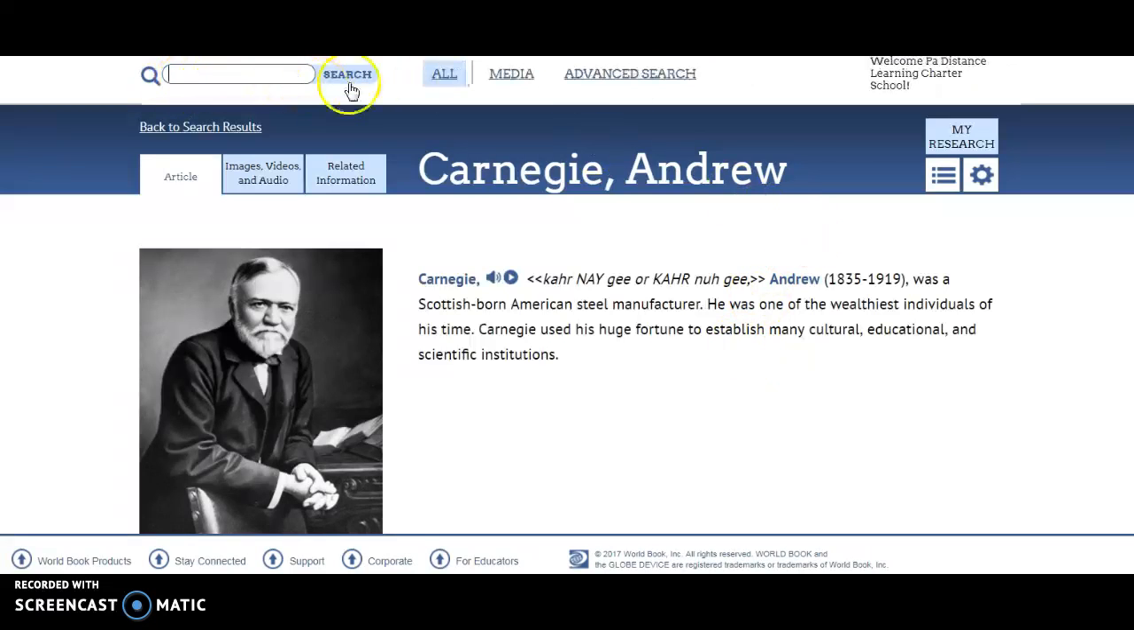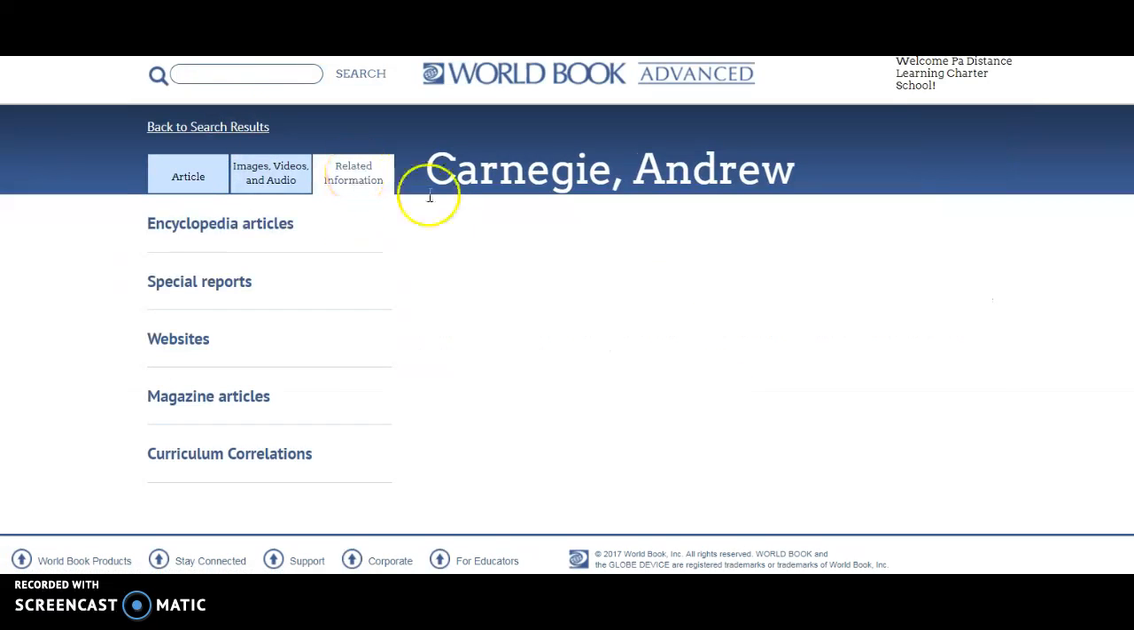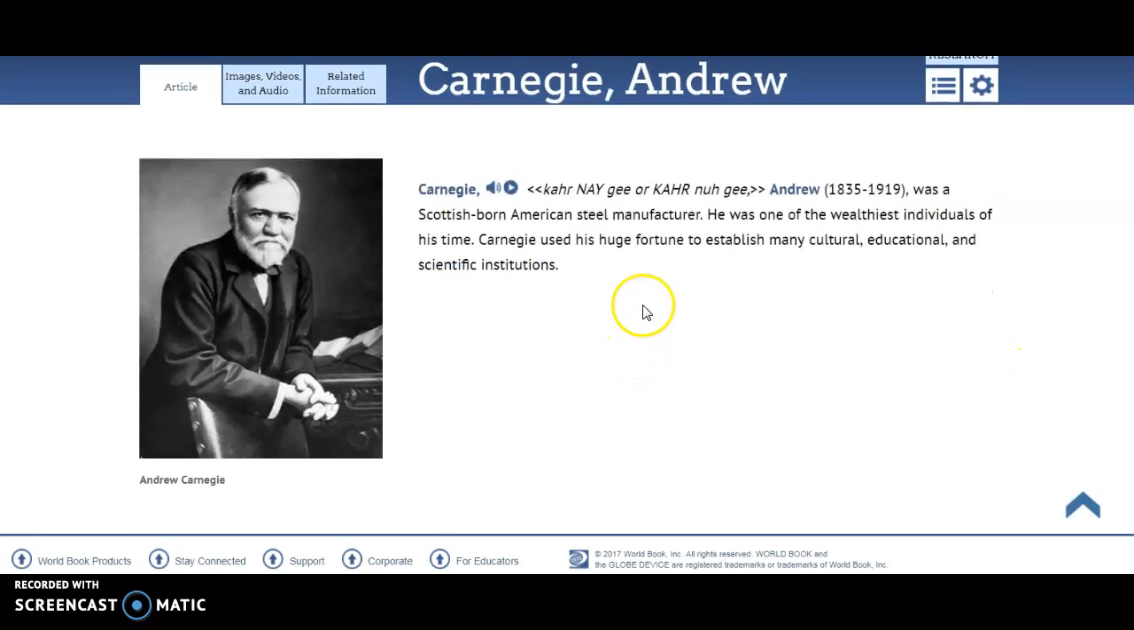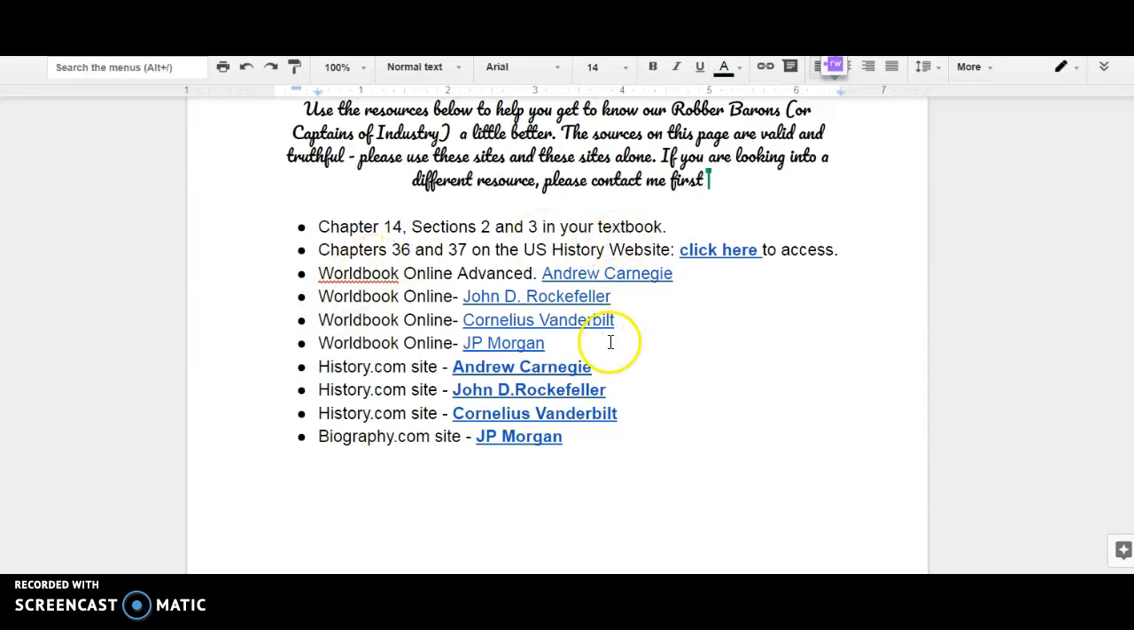You can also use the search bar up here to look for different people. There's images and audio related information. So this is a really, really awesome source. You can learn about the different strikes that Andrew Carnegie faced with his workers. So it kind of gives you a little bit of a hint into Andrew Carnegie as well. So this is a really awesome site, and I have it linked for each of those men.